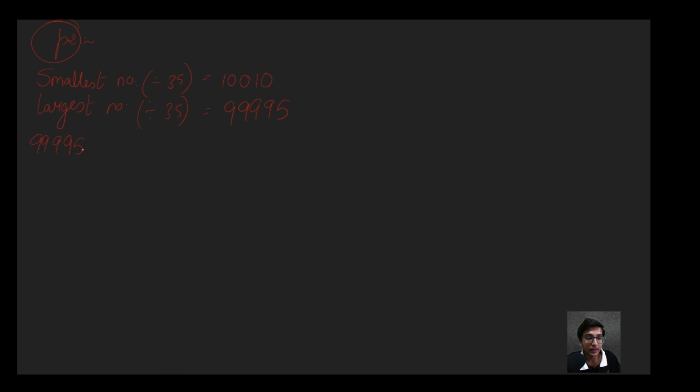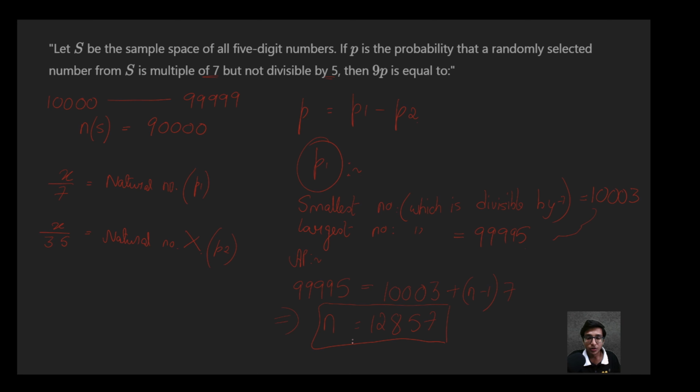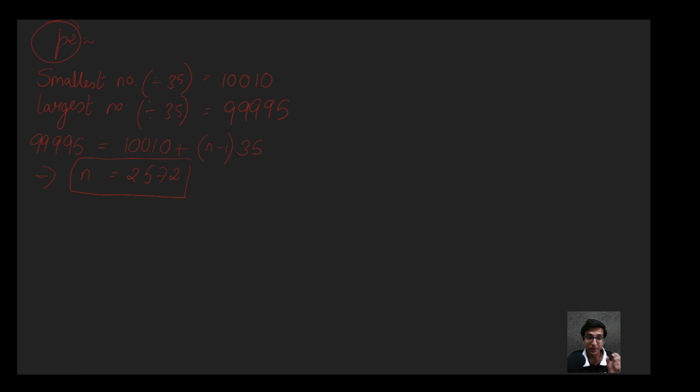99,995 is equal to A, our first term, 10,010, plus n minus 1 times D. And what does our D become here? 35. Upon calculating this entire thing, the n that we receive is 2,572. So basically we found the total number of elements divisible by 7, and the total number of elements divisible by 35.